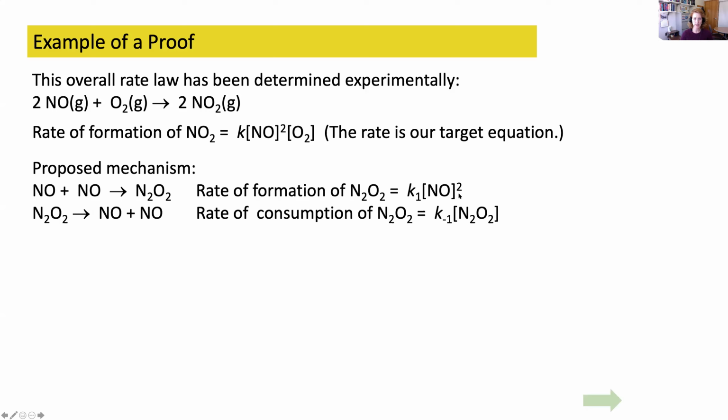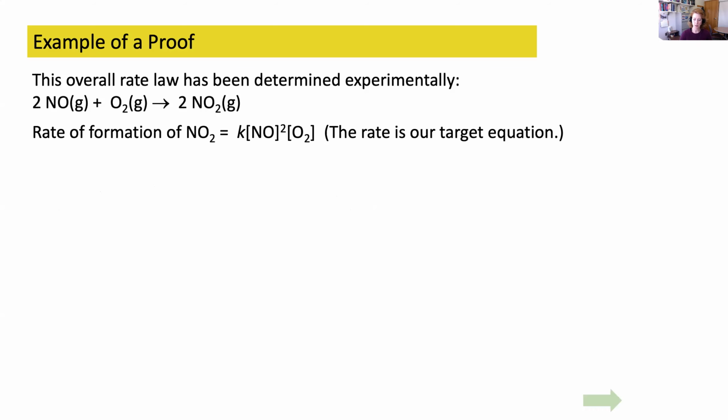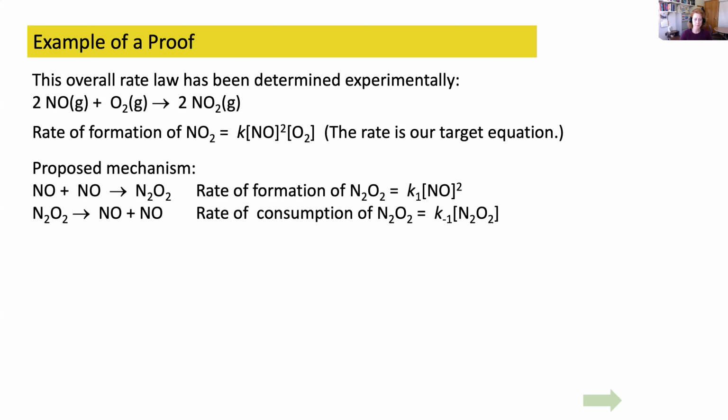And so the forward rate of formation is going to be the rate constant k1 times NO squared, right, because I have 2 of those. And then the rate of consumption of N2O2 is k negative 1, just indicating that it's the reverse of the first reaction, times the concentration of N2O2. So that's the first kind of step.